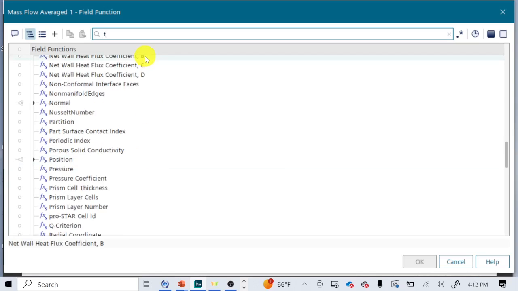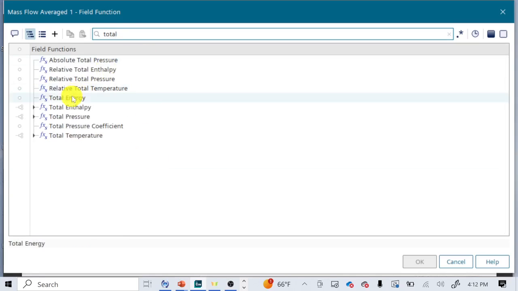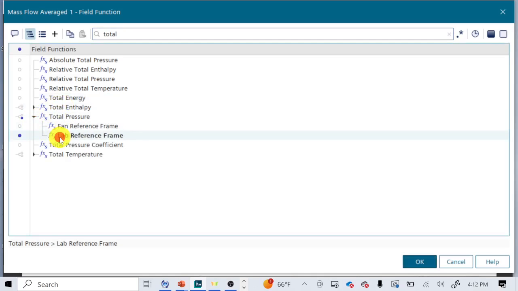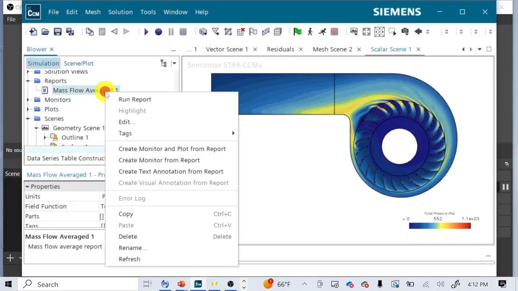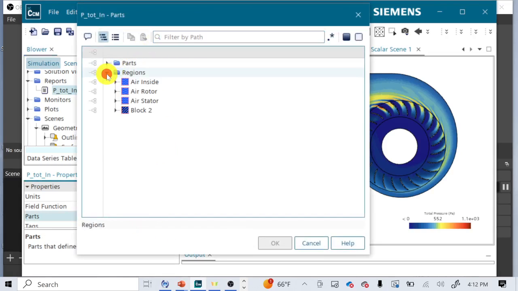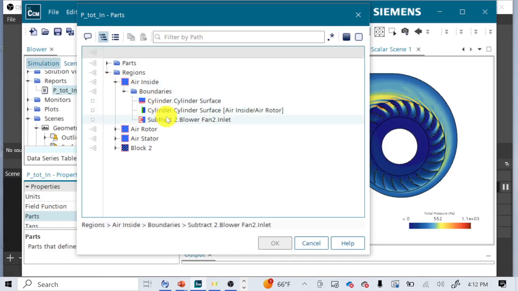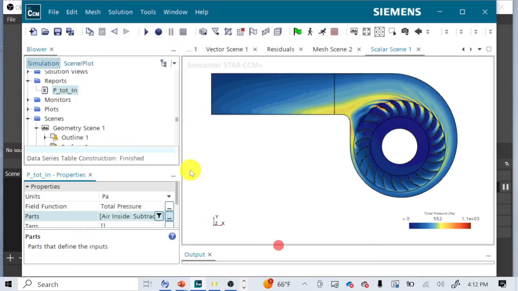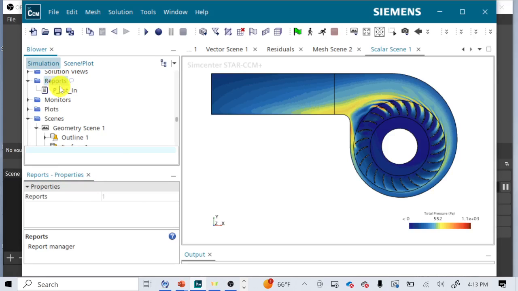Let's see here. I should be searching. If we just search for total pressure, the important thing is we want to say total pressure in the lab reference frame, because total pressure relates to velocity, which is a vector quantity. So we have to be precise about what reference frame we want it in. P total inlet. We can select the inlet, which is going to be the air on the inside surface. We have our stagnation inlet. We can create copies of this to make our life a little bit easier.